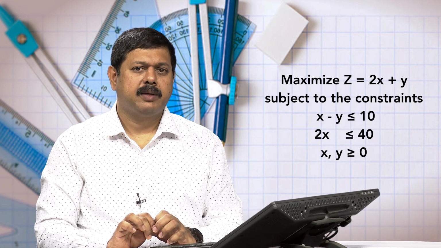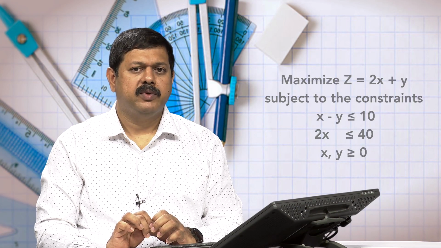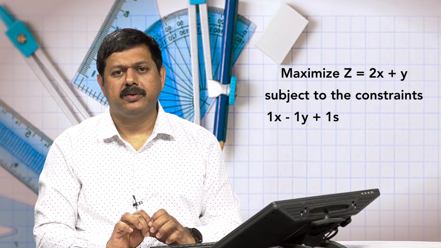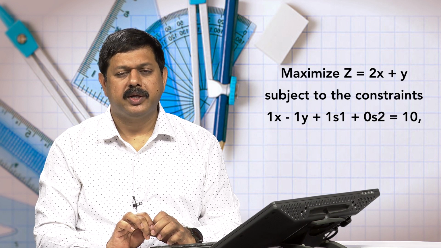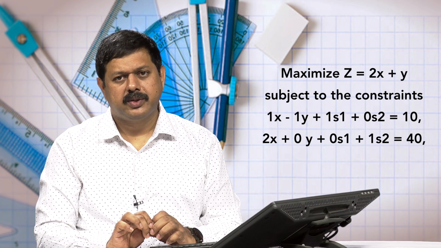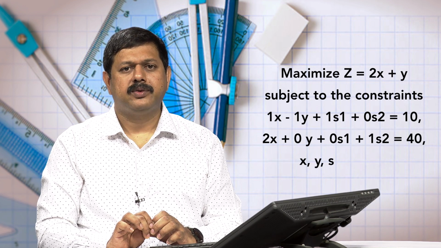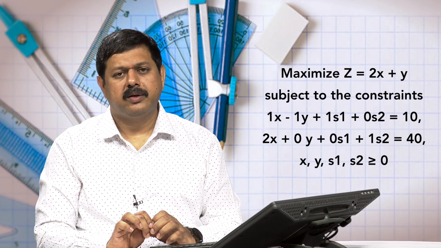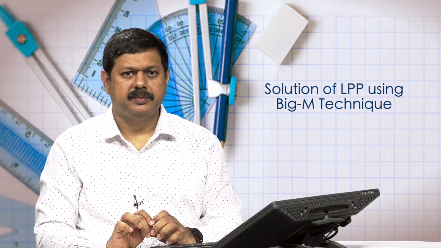Writing this linear programming problem in the standard form, we get maximize z is equal to 2x plus y subject to the constraints 1x minus 1y plus 1s1 plus 0s2 is equal to 10, 2x plus 0y plus 0s1 plus 1s2 is equal to 40, and x, y, s1, s2 all are greater than or equal to 0. Since s1 and s2 are basic variables, setting the non-basic variables x and y to 0, we get an initial simplex table.